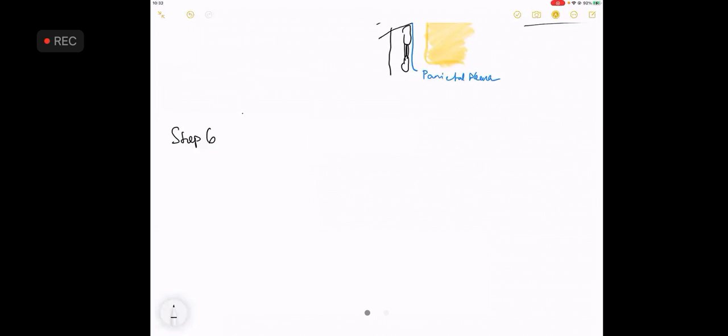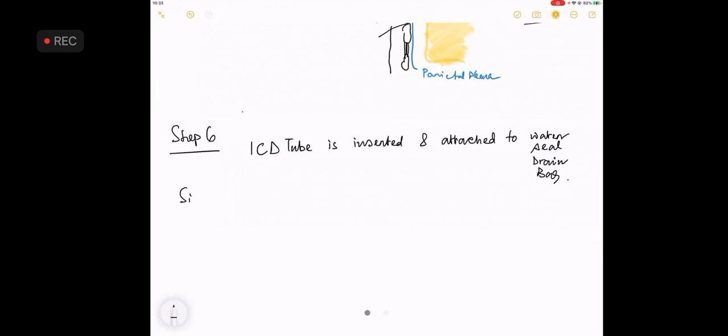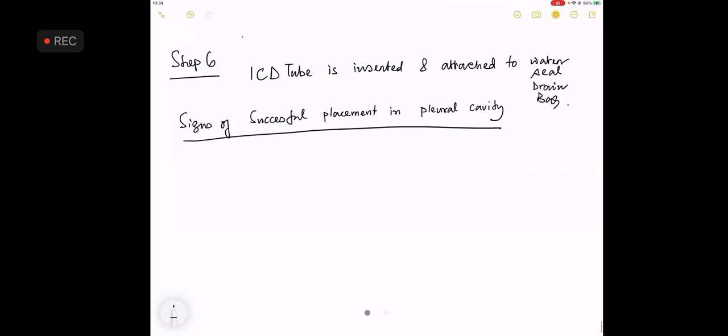Step 6. The ICD tube is inserted and attached to the water seal drain bag. The signs of successful placement in the pleural cavity. What are the signs of successful placement in the pleural cavity?